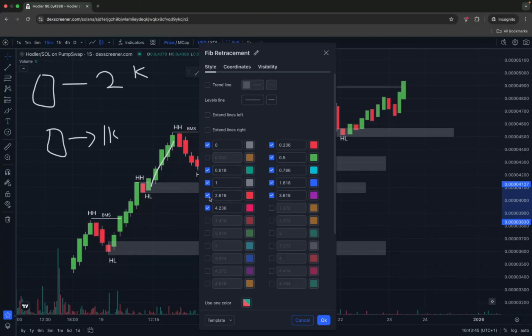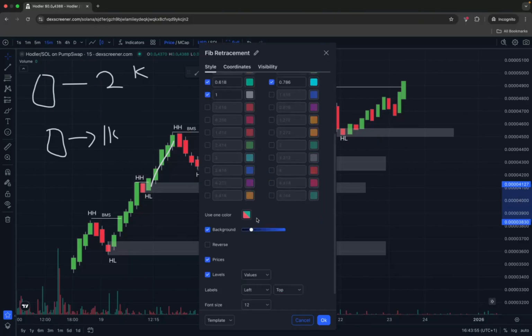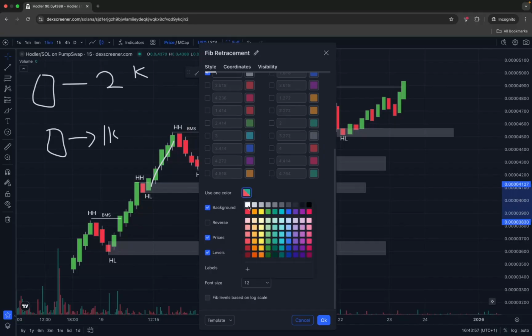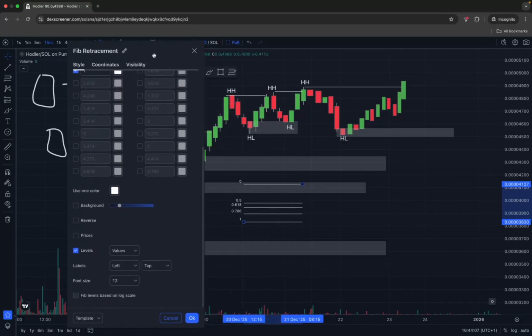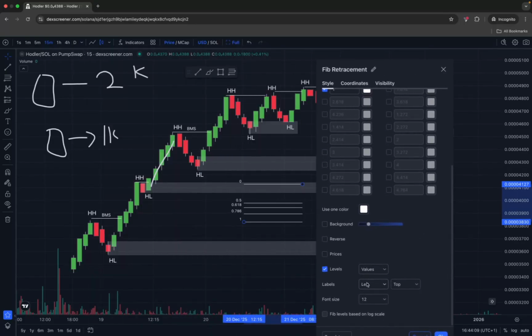No, don't disable 0.618. Disable 2.618, 4.23, 0.26, 1.68, 3.618. So you want to leave all of the remaining ones. Then scroll down where they say use one background. Click on it. Click on white. This background, uncheck it. This price, uncheck it. These levels, leave it. Now this levels line, you can either leave it as left or right. If you click on right, it will move this 0.6 to the right. See, if I click on right, it will move it to the right. So I like leaving mine to the left.